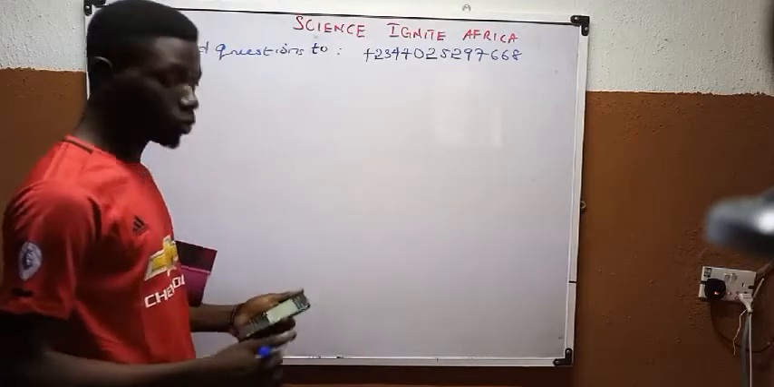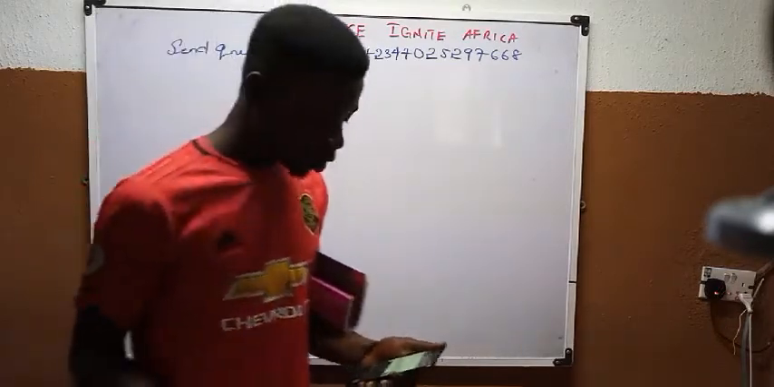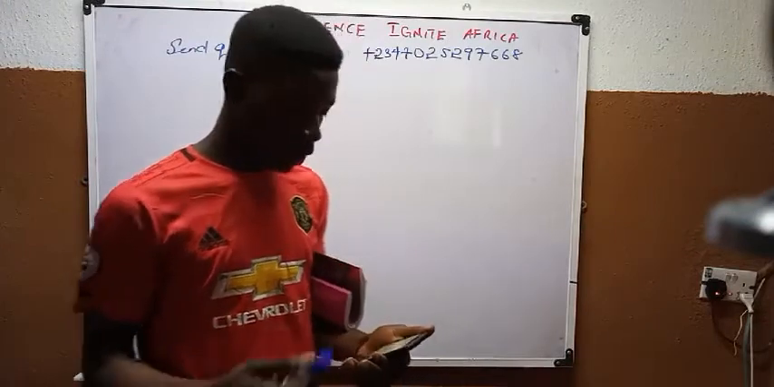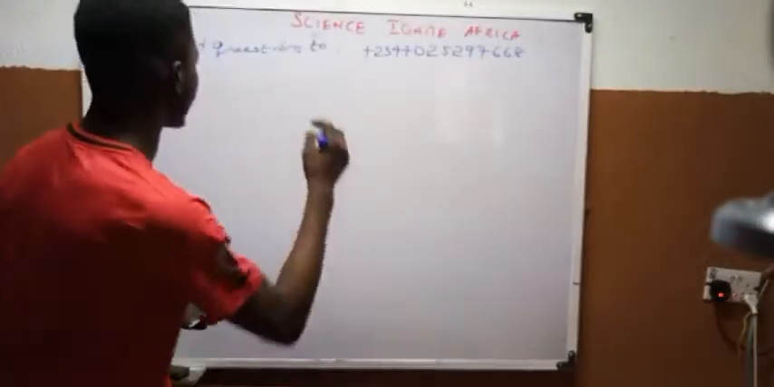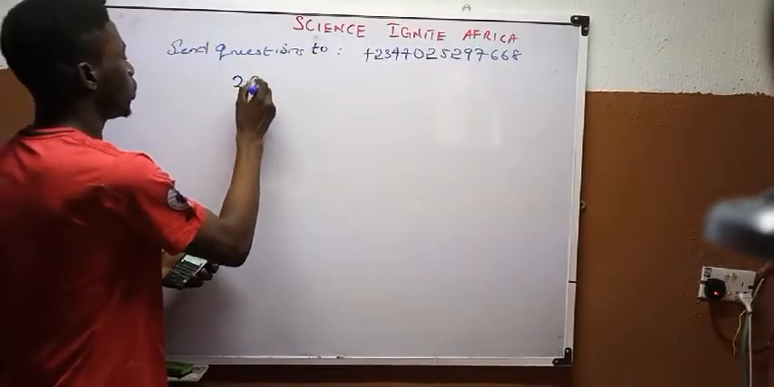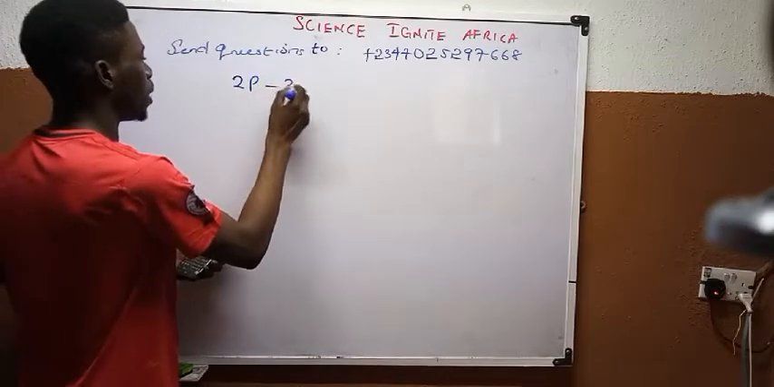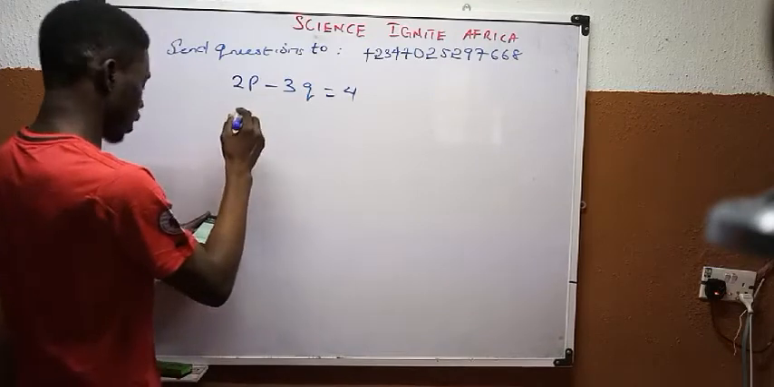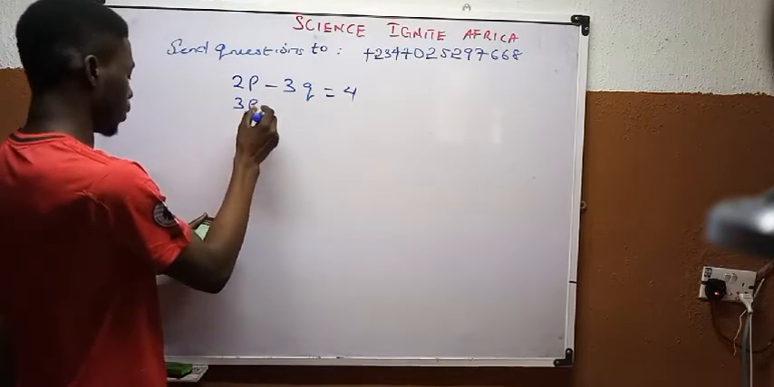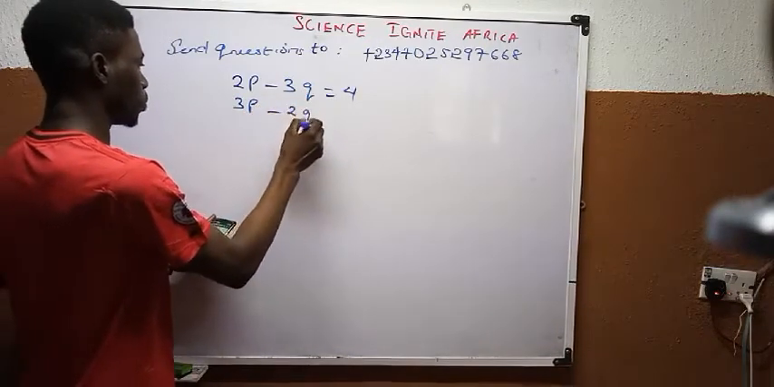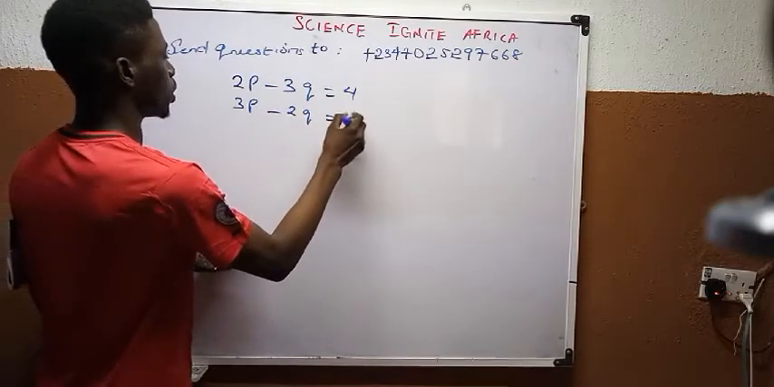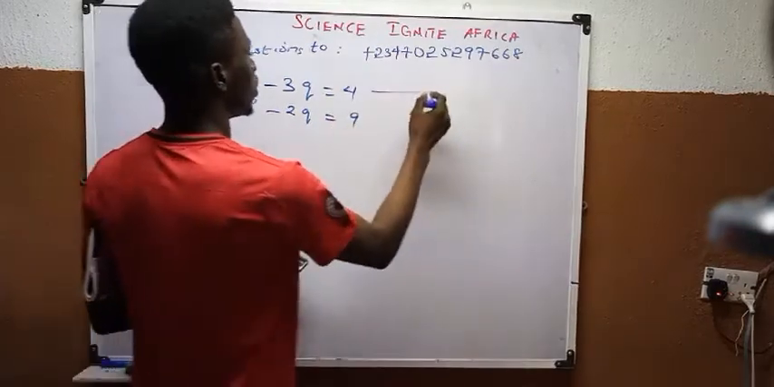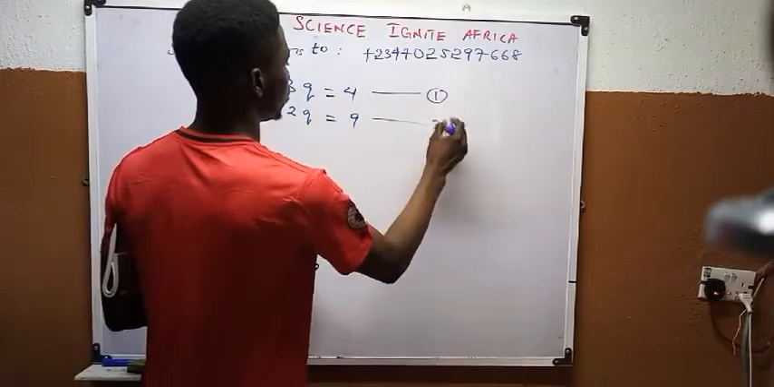So let's start with this question I have with me here. The first thing I have is a simultaneous equation. So we have 2p minus 3q equals 4, and the second equation is 3p minus 2q equals 9. So I'll label this as equation 1 and this as equation 2.